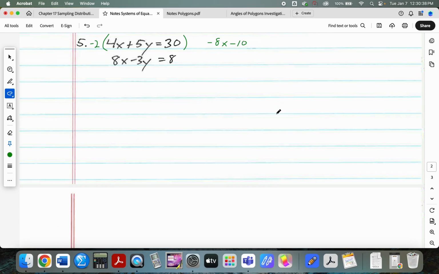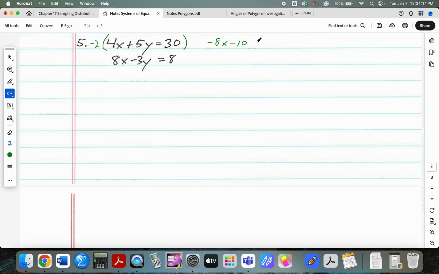Why do you do -2 again? So this will give me a -8x here, so that when I combine it with the positive 8x, they drop out. That's the goal of elimination, is to have one coefficient on a variable be the exact opposite of the coefficient in the other equation. You want a -8 and a +8, or a -17 and a +17.